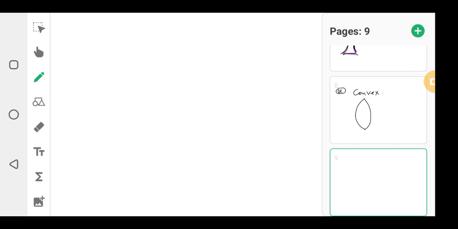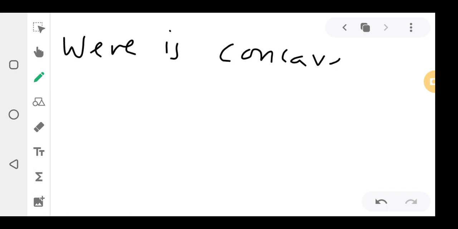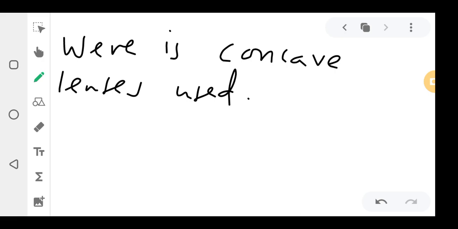Where are these ones used? Where are concave lenses used? Where do you usually use concave lenses? So probably good understanding and a perfect understanding.